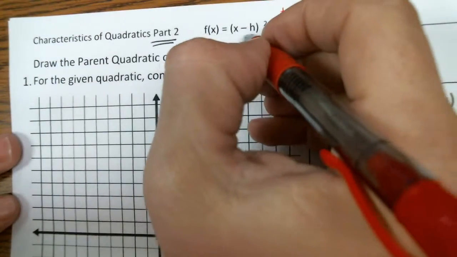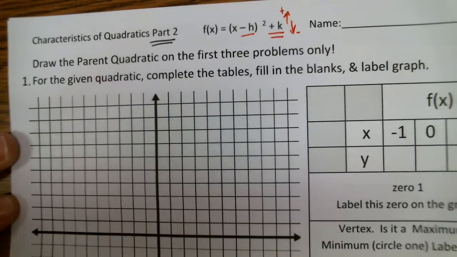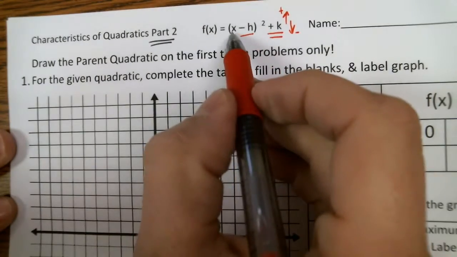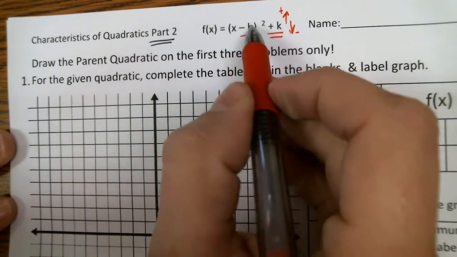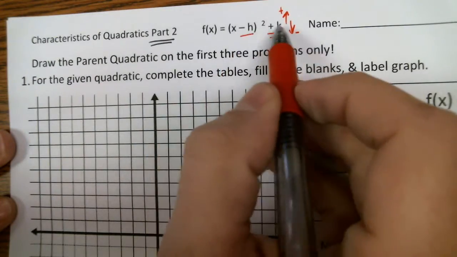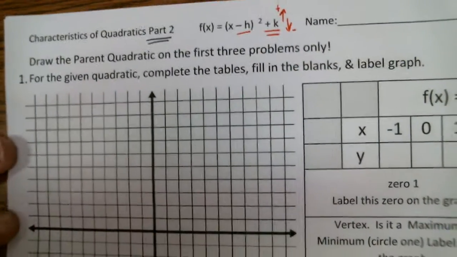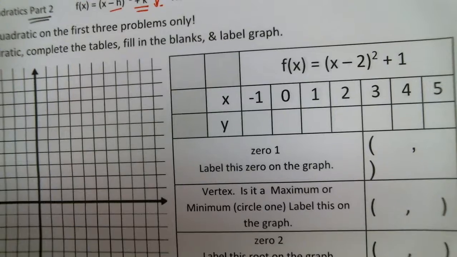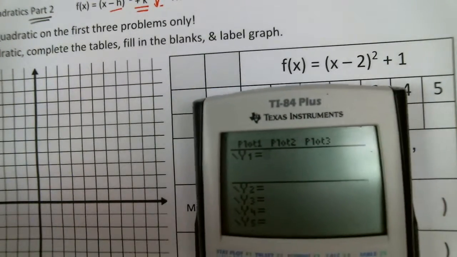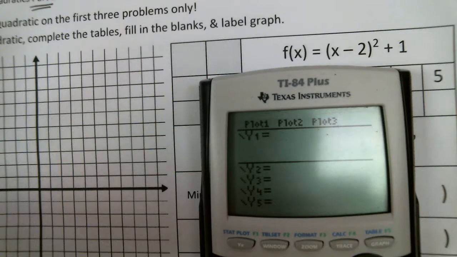Now we're going to add in what this h does for us. Also take note, it says x minus h, so we have to be very leery of what happens here and how these two work together. Let's first take a look at the problem. I'm going to go to my calculator and type in exactly how I see it: parentheses, x minus 2, close parentheses, squared, plus 1.